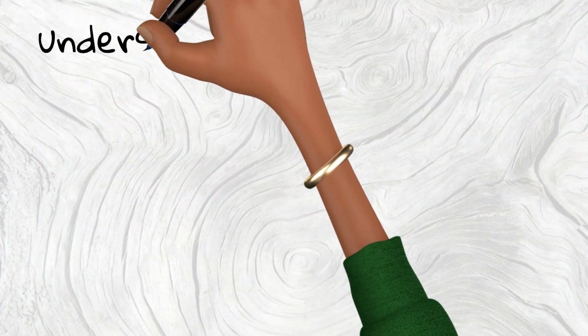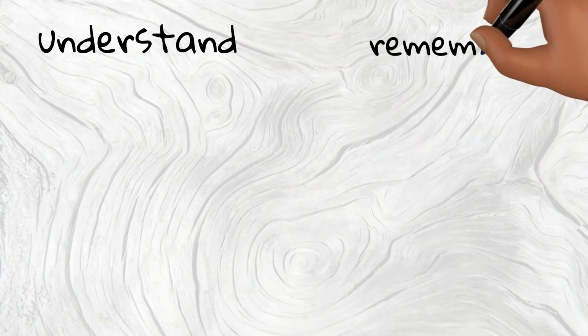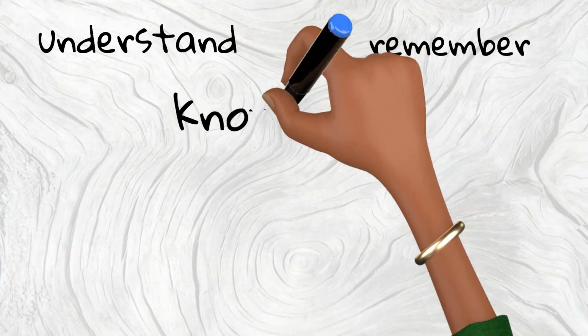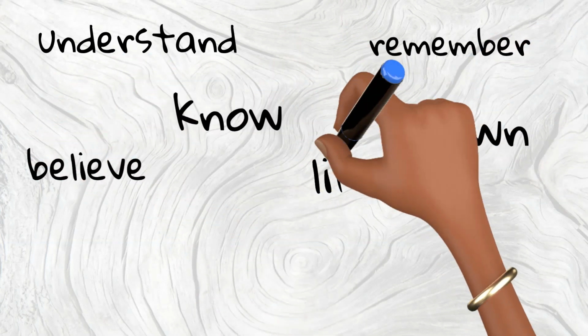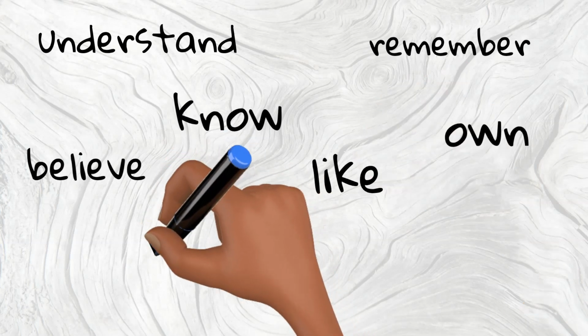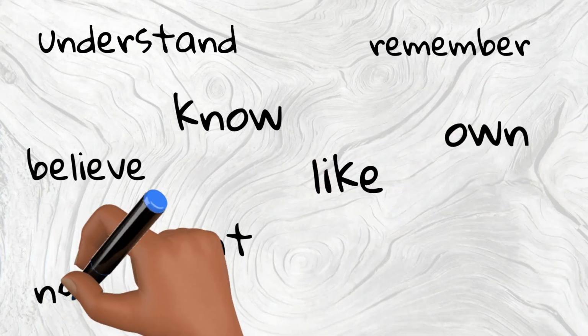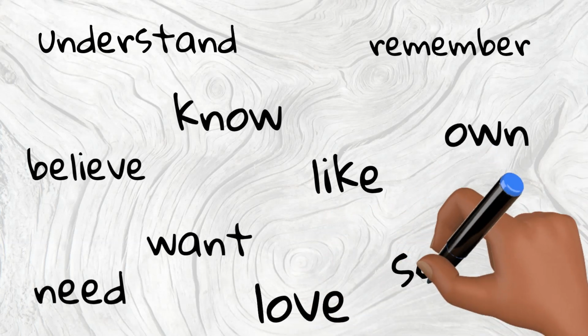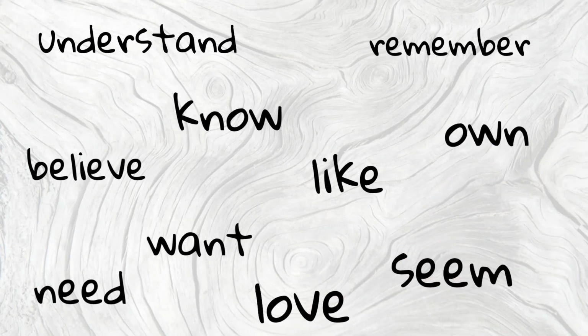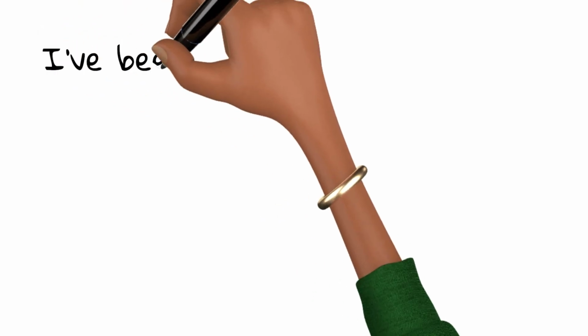Here are a few you cannot use in the present perfect continuous. So you've got understand, remember, know, own, believe, like, want, need, love, seem. You cannot say, for example, I've been understanding something. No, it doesn't work. You understand something or you don't. That way you do not have this continuous aspect in these stative verbs. It just doesn't work. So let's try these.